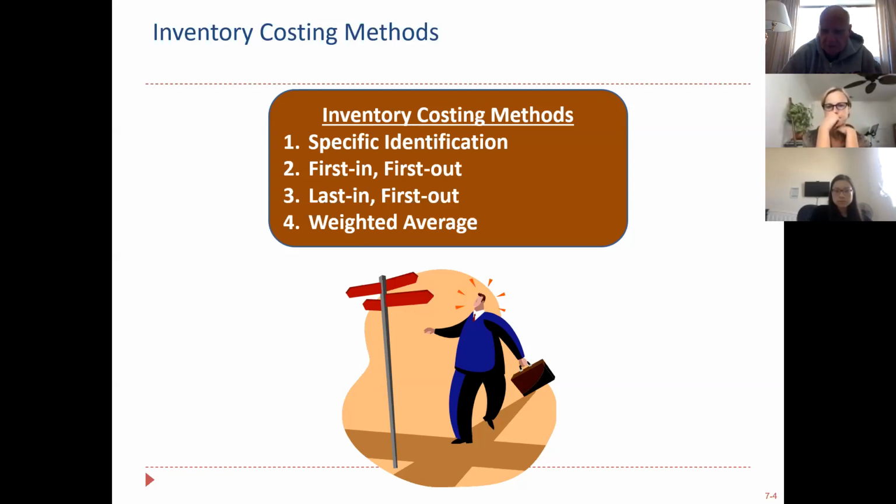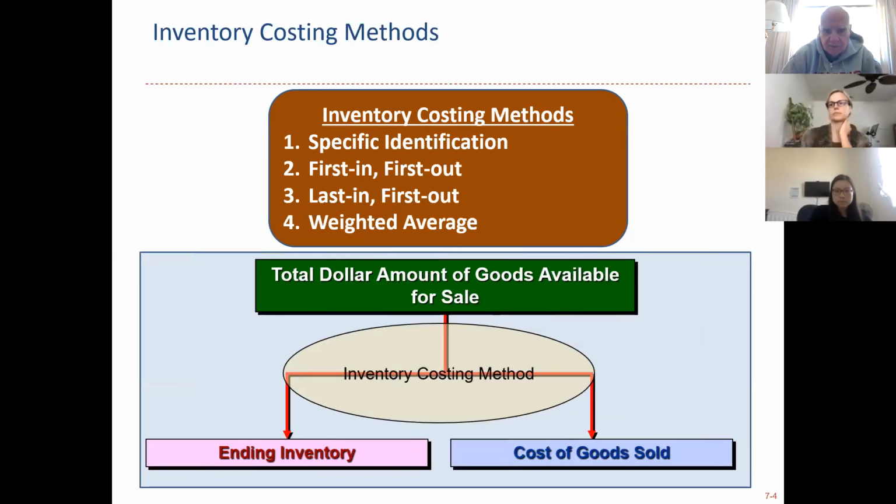LIFO, last in, first out. We're going to pretend that we never ever sold the first item we bought 40 years ago because we're always selling the newest one first. Specific ID, that's if you buy a car. The company has to know exactly which item you bought, which Ford Edge. And the weighted average is just that. So let's take a peek here.